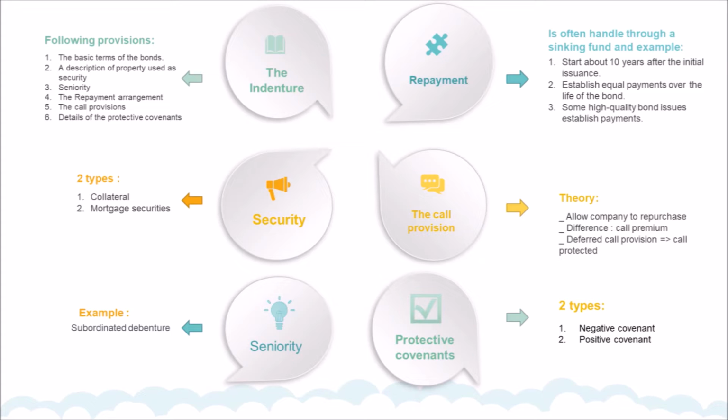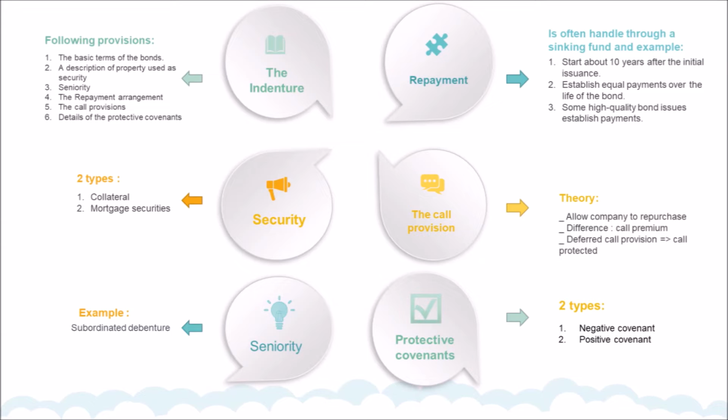And next, we have the seniority. In general terms, seniority indicates preference in position over other lenders, and debts are sometimes labeled as senior or junior to indicate seniority. Some debt is subordinated, as seen, for example, in a subordinated debenture.